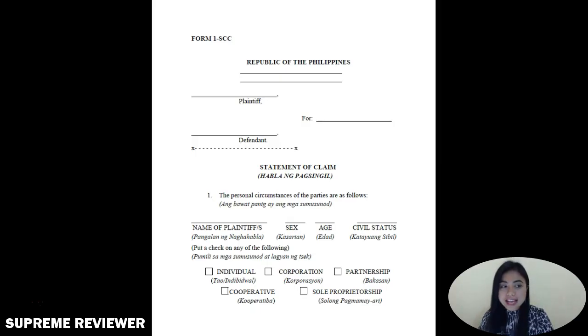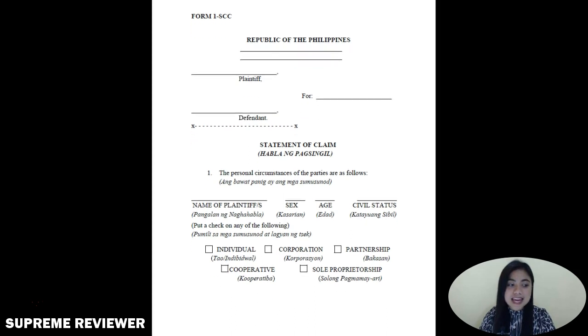So here is Form 1-SCC or Statement of Claim, habla ng pagsingil. There are blank portions in the form that the party shall indicate the necessary information. So for example, here, Republic of the Philippines and then blank, where the name of the court is indicated. Remember that a small claims case is cognizable by the MTCs and not the RTCs. Of course, the name of the plaintiff, the name of the defendant, and the nature of the action. Number 1 states the personal circumstances of the parties, such as the name, sex, age, and civil status.